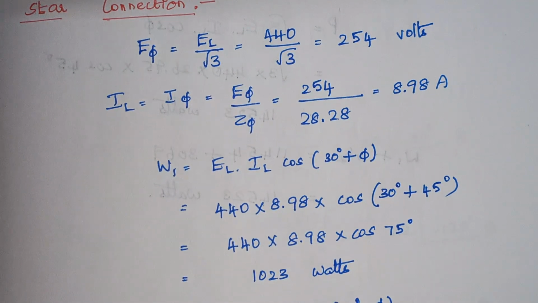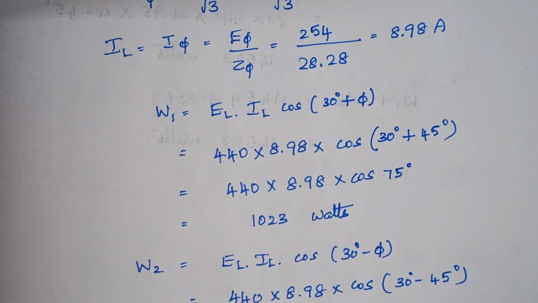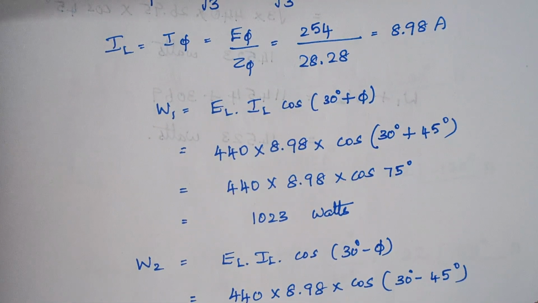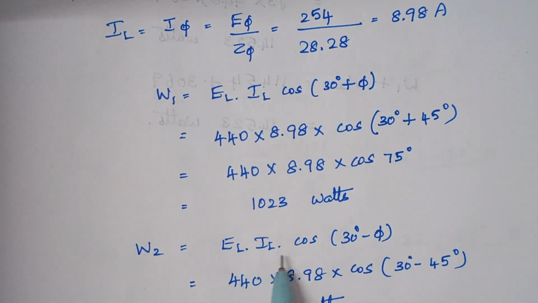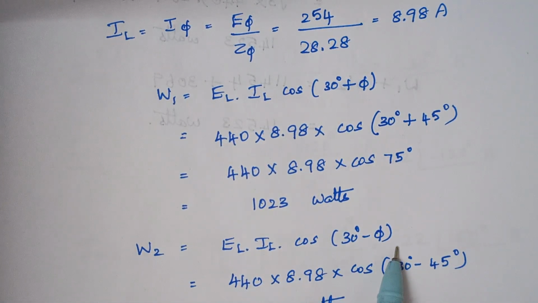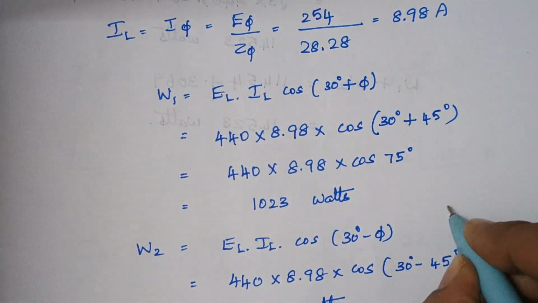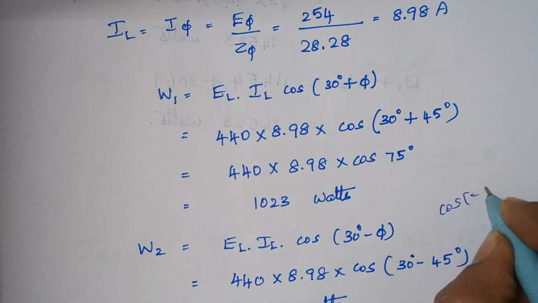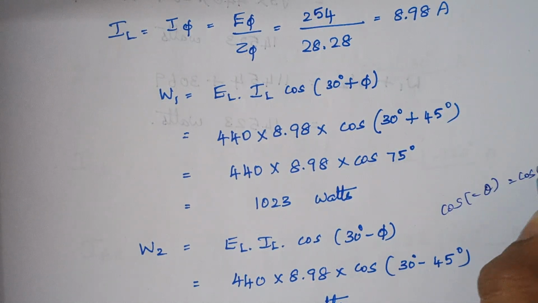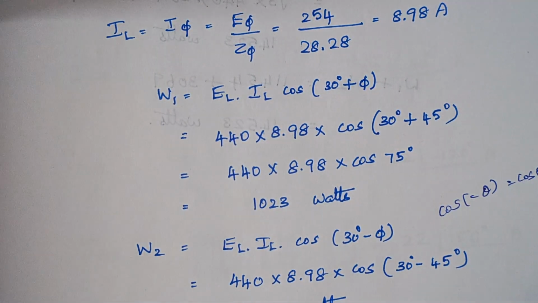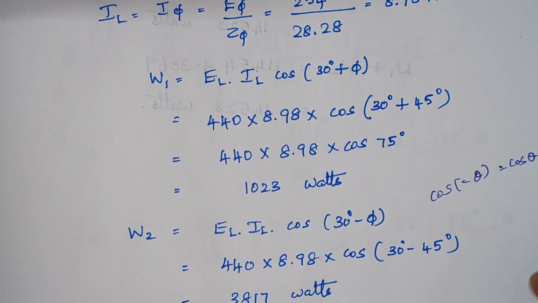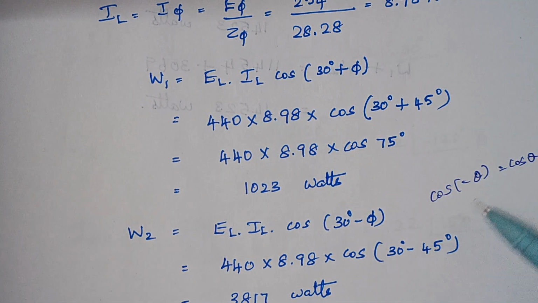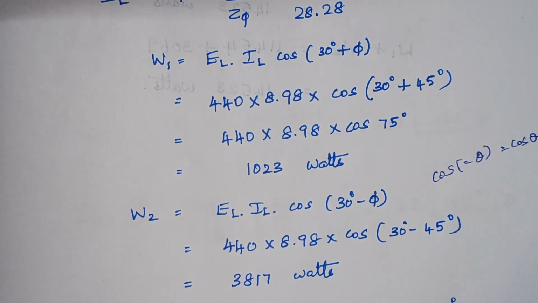Now we proceed to find the reading shown by the other wattmeter. It is given by EL IL cos(30 minus phi). We know all the values, so just substitute them. As we know, cos of minus theta is nothing but cos theta, a plus value. So 30 minus 45 is minus 15 degrees, but cos of minus 15 is cos 15. Here the value is 3817 watts.